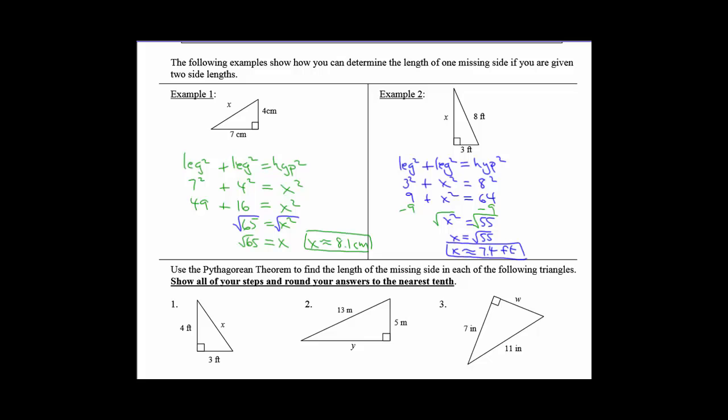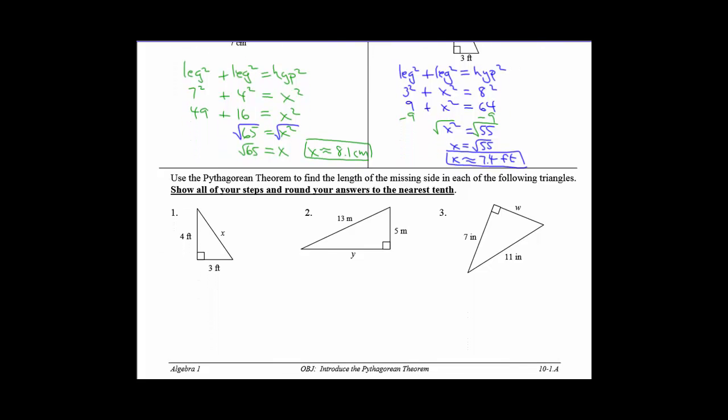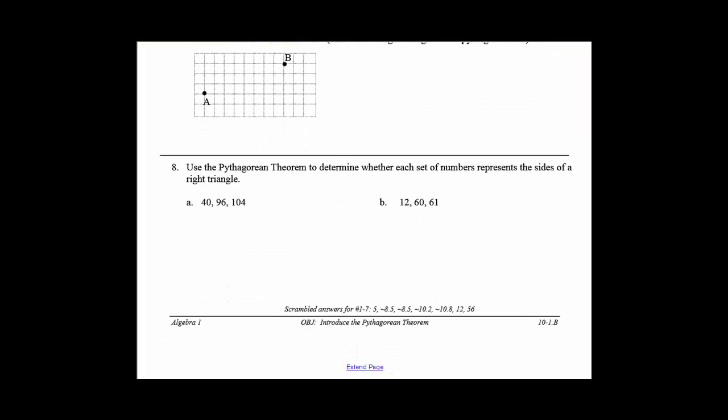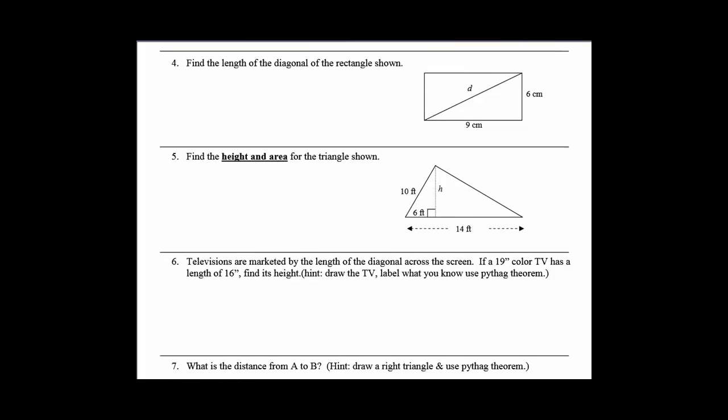So there are a couple of examples you can follow as you complete the rest of these problems. In a few minutes you're going to do these on your own, 1, 2, and 3. And I want to point out to you that there are scrambled answers for those at the bottom of the next page, 10.1b. So these scrambled answers are for problems 1 through 7. As you do problems 1, 2, and 3, you should find the answers there rounded to the nearest tenth. If you don't get that answer, or one of those answers, then that means you've made a mistake and you'll need to go back and check your work. The most common mistake is to simply put the numbers in the wrong spots in the Pythagorean theorem.